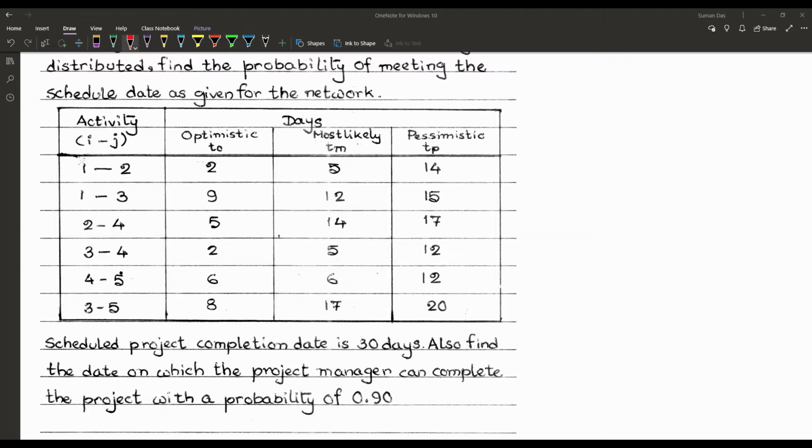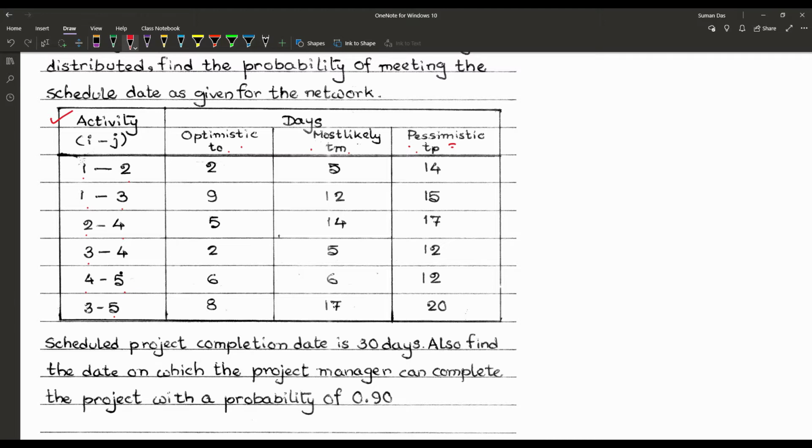And here, according to the table, the activities are given as 1 to 2, 1 to 3, 2 to 4, 3 to 4, 4 to 5 and 3 to 5. That means there are 5 nodes. And the days have been given according to the optimistic, most likely and the pessimistic way. That means TO for optimistic, TM for most likely and TP for the pessimistic time, and the respective TO, TM and TP for each and every activity has been given.